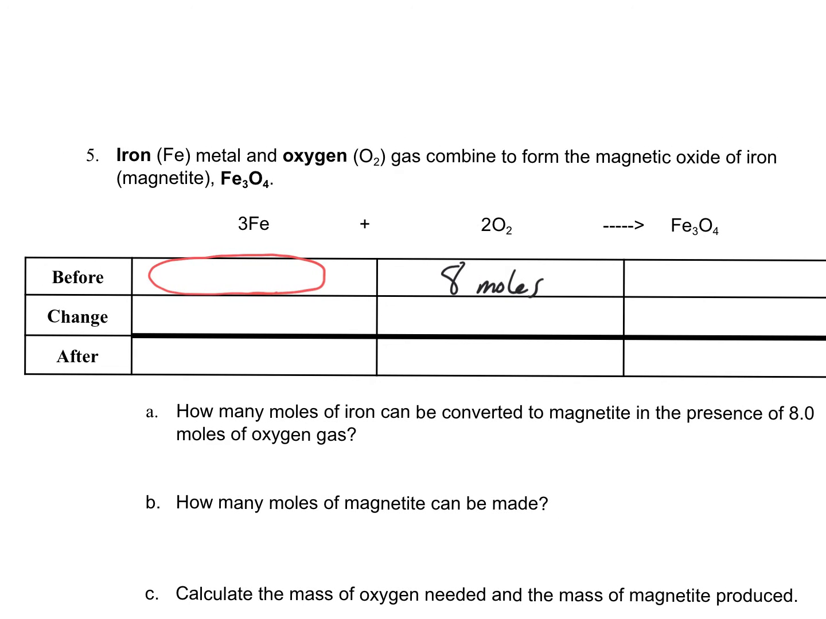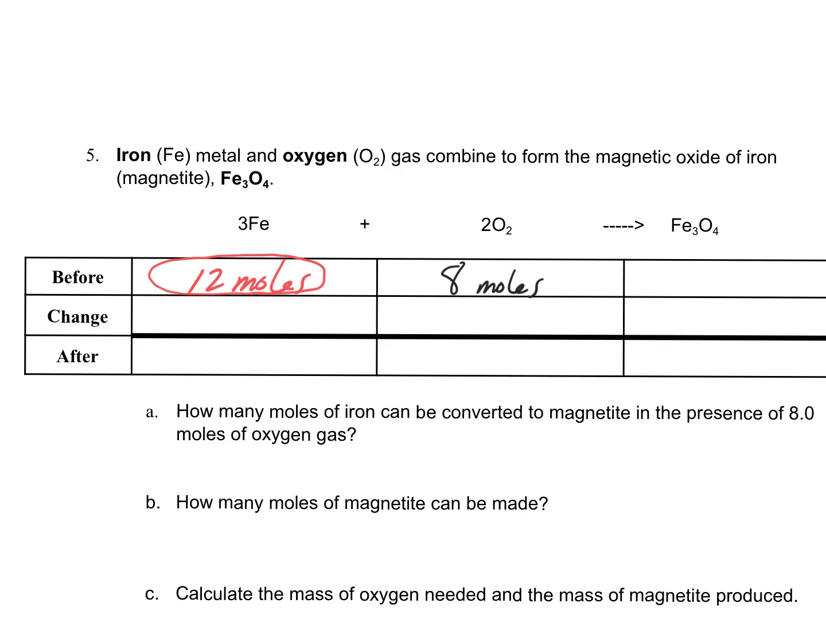Now, the ratio between the oxygen and iron is a 2 to 3 ratio. So if you think about it, for every one oxygen, I would need 1.5 iron. For every 1 mole of oxygen, I would need 1.5 moles of iron. Okay, so I could simply just take 8 moles times 1.5, and my answer would be 12 moles.